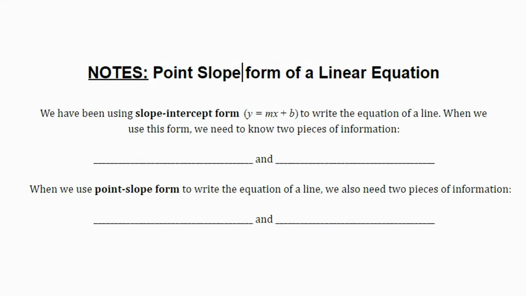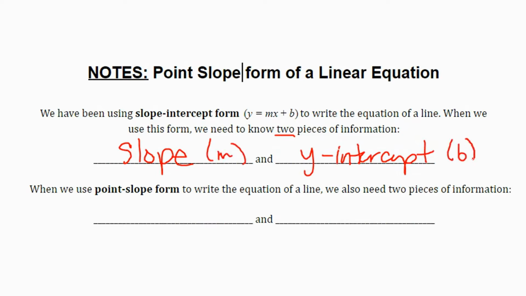It says we've been using slope-intercept form, which is y equals mx plus b, to write the equation of a line. When we use this form, we need to know two pieces of information. And what are those two pieces? Well, they're right in the name. The first thing we need is the slope of the line. And secondly, we need to know its y-intercept. And if we know those two pieces of information, then we can write the equation of the line.